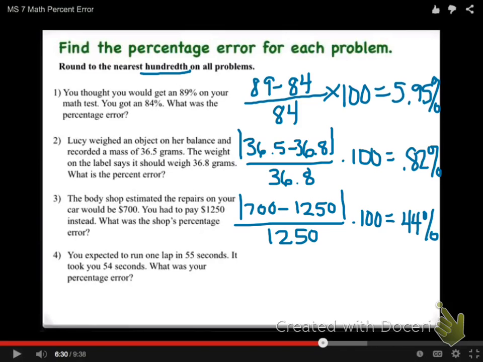You expected to run a lap in 55 seconds, but it actually took you 54 seconds. So what you expected or your estimated was 55 minus 54, dividing by 54 times 100. And we're going to estimate this to be, so 1 divided by 54, 1.85%. So go ahead and round to the hundredths place on your homework unless you're told to do otherwise.